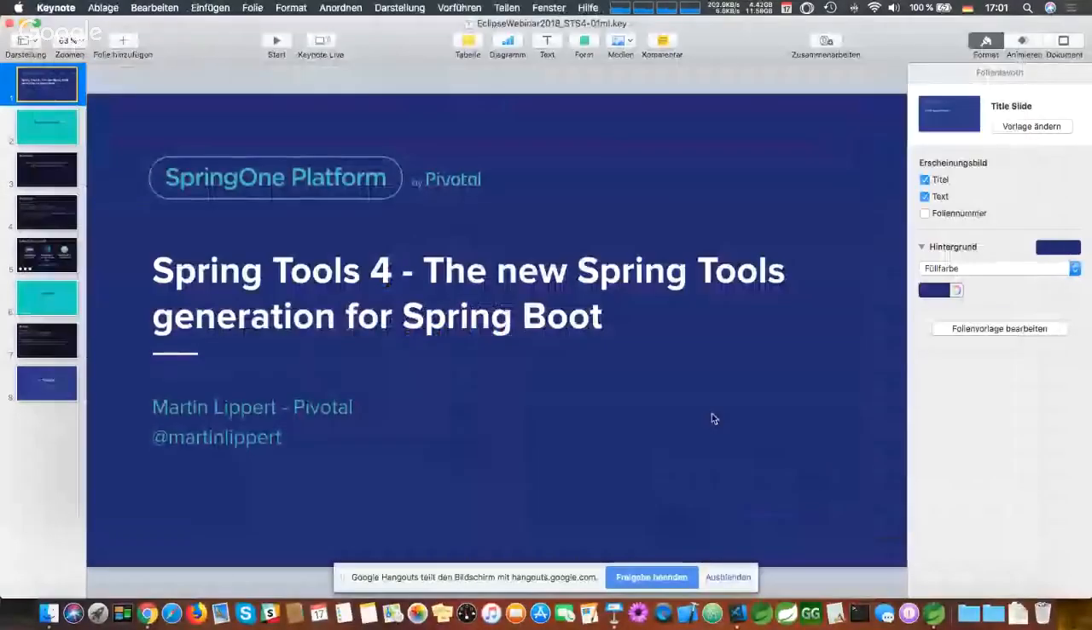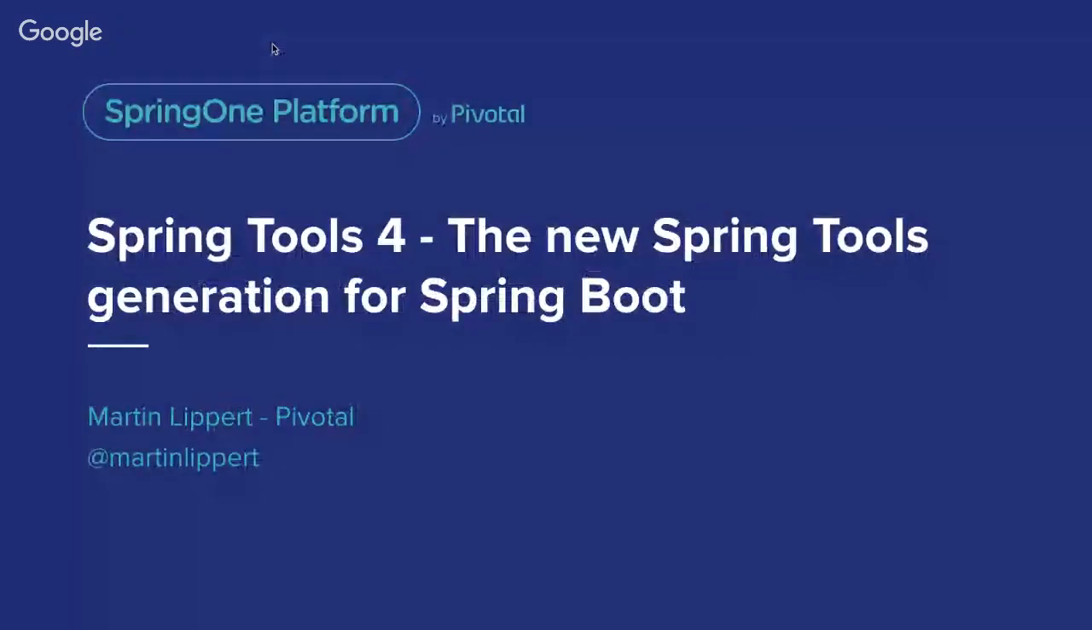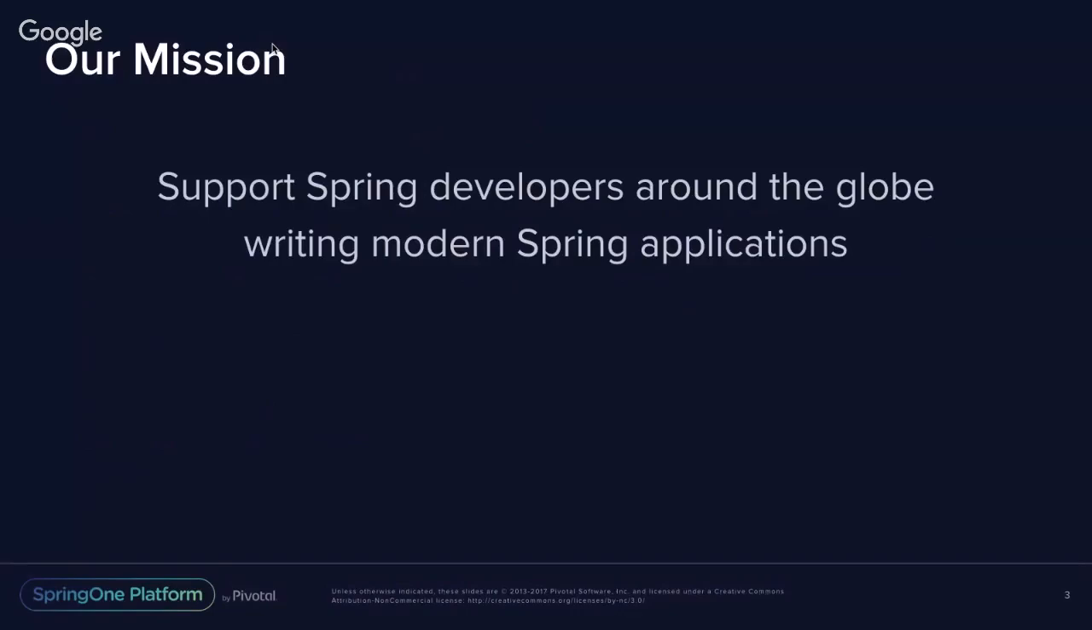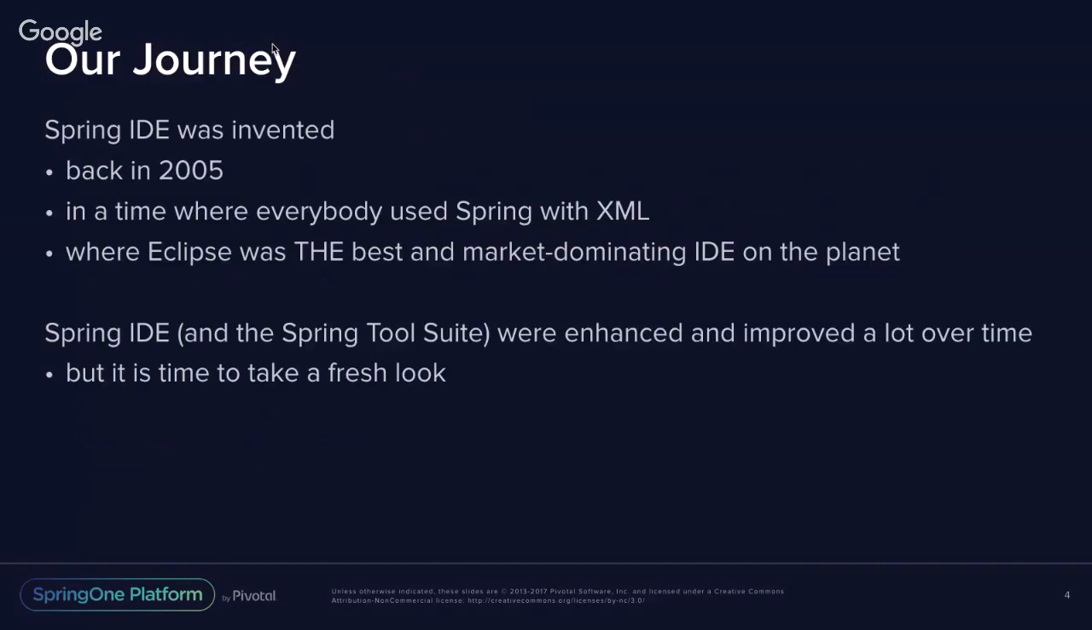And do some slides at the beginning. So it's all about the new Spring Tools 4. So it's all about developer tooling, right? So our mission, and I work for Pivotal, and I work on the Spring Tools team. So the Spring team, and then the Tools sub team. And our mission is to support Spring developers all around the globe to provide the best environment and the best support for Spring applications. So that's our mission.